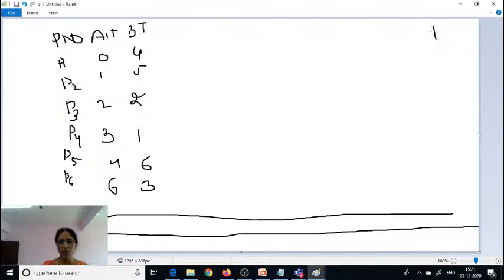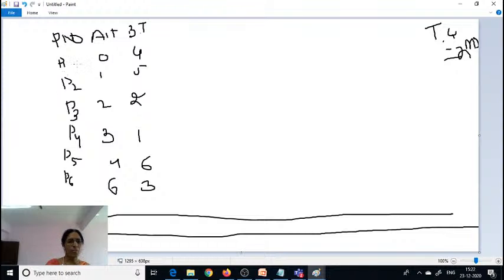Here the time quantum is what? How much time quantum is given? Only 2 milliseconds. So the time quantum is only 2 milliseconds. Okay, so first P0. After executing these 2 milliseconds, now P1, sorry, P0, P1.